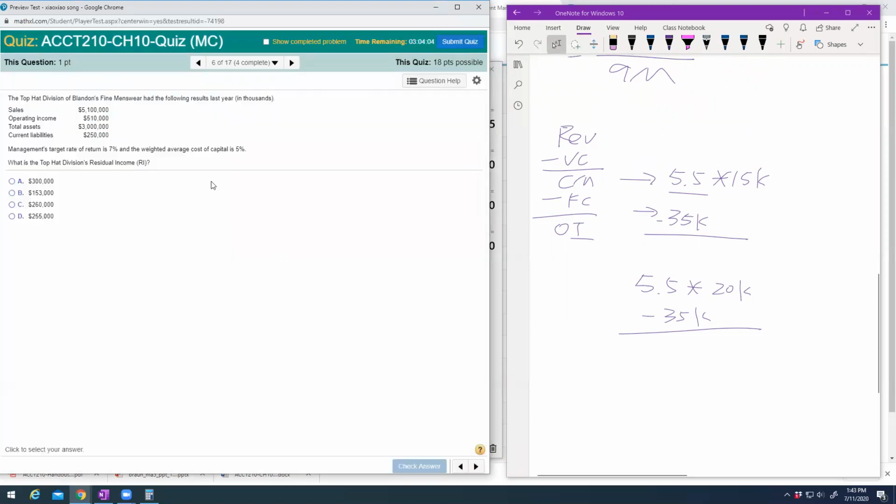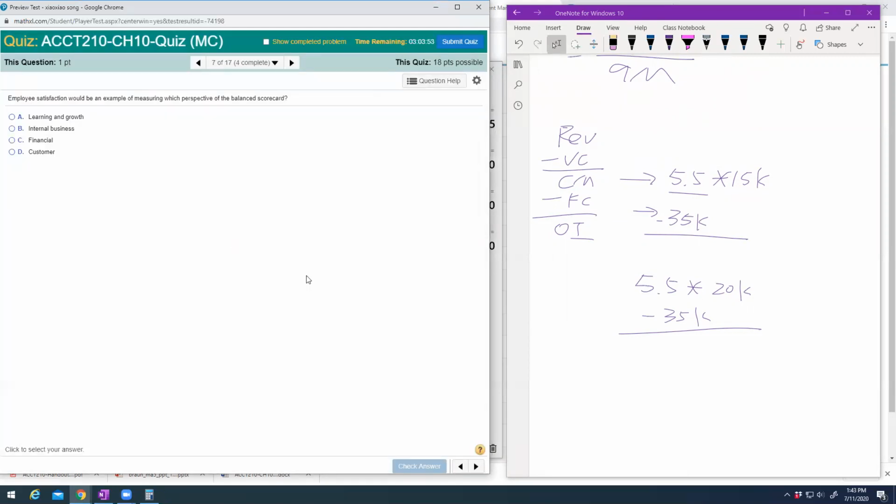Okay, next one. Asking about your RI, you should be able to do this one. RI is your operating income minus your 7% times your total assets, right? So you can do this one. Next one, employee certification. You know this one, right? So employee is for what? Learning and growth. You got it, learning and growth.